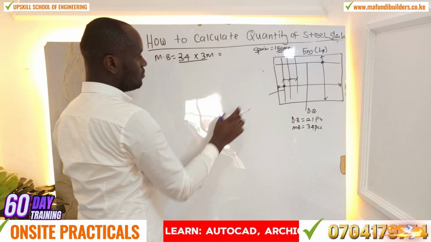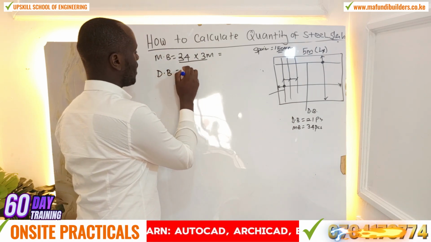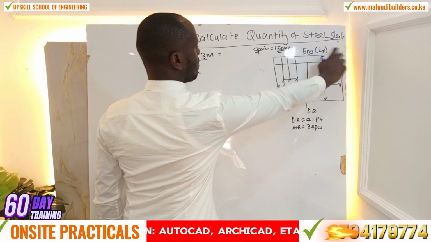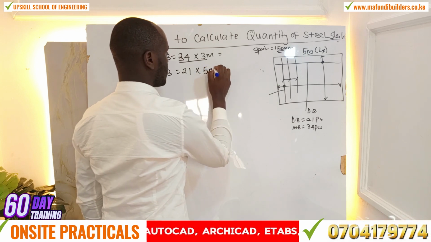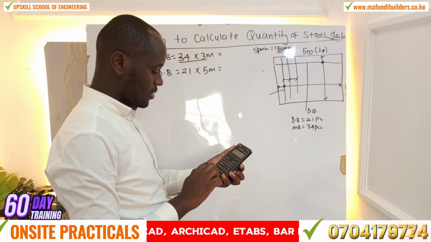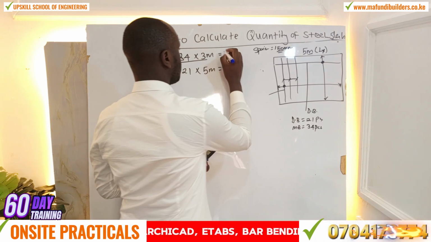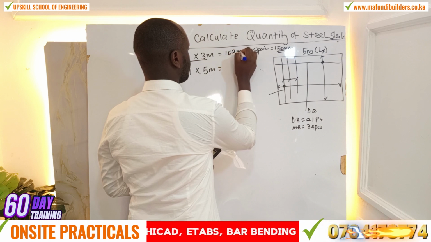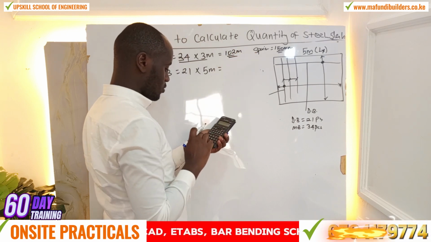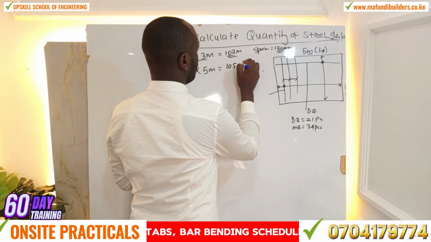Now for the distribution bars, we are going to do the same. Distribution bar, we have 21. We multiply by one bar, which is actually 5 meters. So what is the total length of those bars? 34 by 3, we are getting 102 meters. Remember, these are meters. And then this one, we're getting 21 by 5, so this is 105 meters.